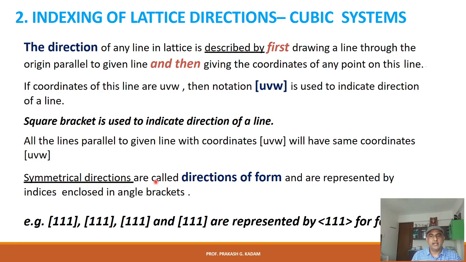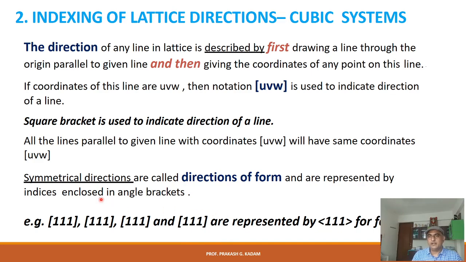The symmetrical directions are called directions of a form and are represented by indices enclosed in angle brackets. Suppose here, in the angle bracket, is written 1 1 1. Any direction such as 1 1 1, or 1 minus 1 1, or minus 1 1 1, or 1 1 minus 1, or minus 1 minus 1 minus 1, any point which represents the similar coordinates, makes one family.